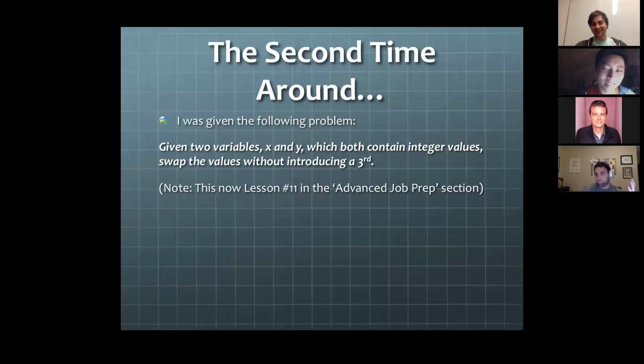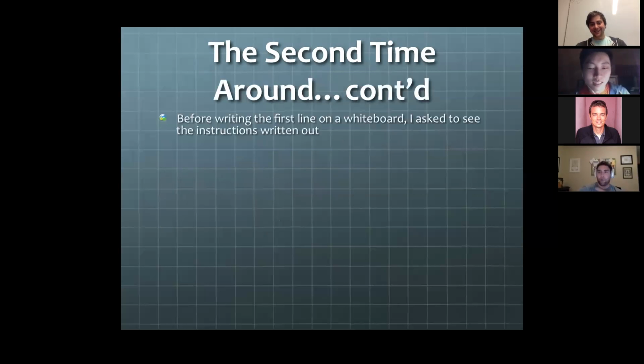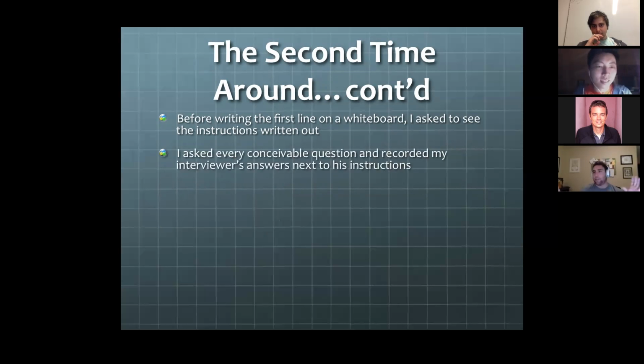So how did I proceed this time? Before I even wrote anything or even picked up a marker, I asked the interviewer to write the problem on a whiteboard. I said, will you spell out the instructions? So he obliged, which was nice. He didn't have to do that. And then I asked every conceivable question I could think of.